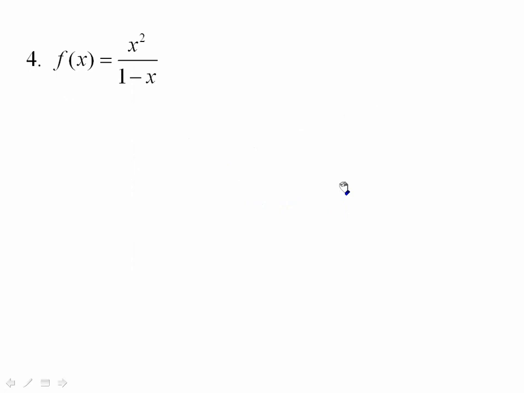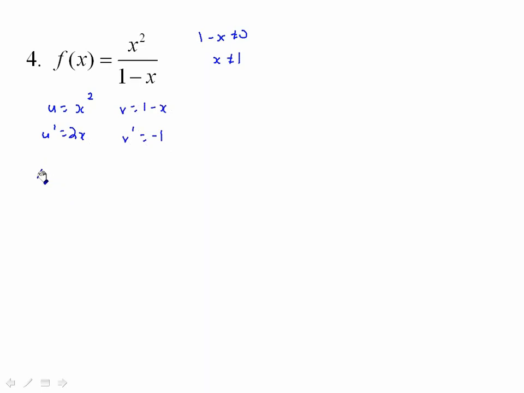f(x) = x² over (1 − x). Now this graph is fairly routine looking. We note the domain: 1 minus x cannot be equal to 0, so x cannot be equal to 1. That may come into play later on. Then we get the first derivative, and we probably will use the quotient rule. So u is x², so u prime is 2x. v is 1 minus x, so v prime is negative 1.